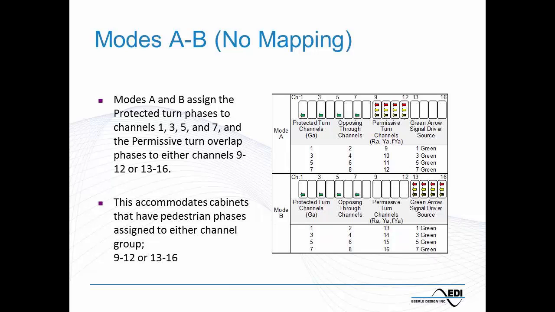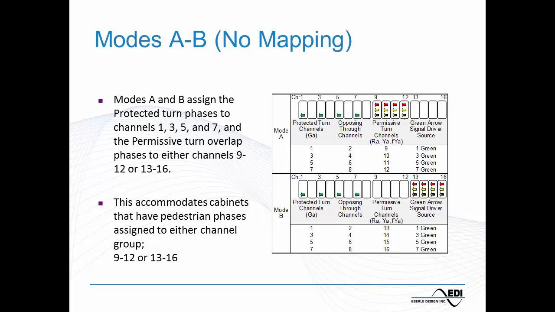So the paired channel assignments in these modes are already pre-selected. Channel 1 is paired with channel 13, channel 3 is paired with channel 14, channel 5 is paired with channel 15, and channel 7 is paired with channel 16. All right, so that can't be changed. Again, if your agency prefers PEDs on 13 through 16 and overlaps on 9 through 12, then mode A would be a simple choice.